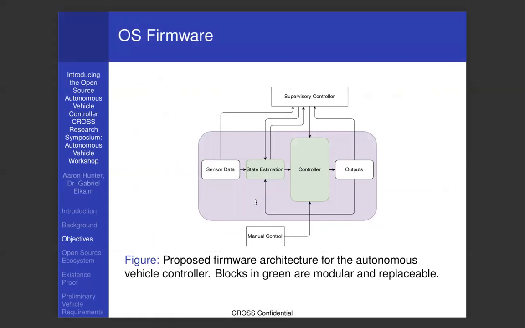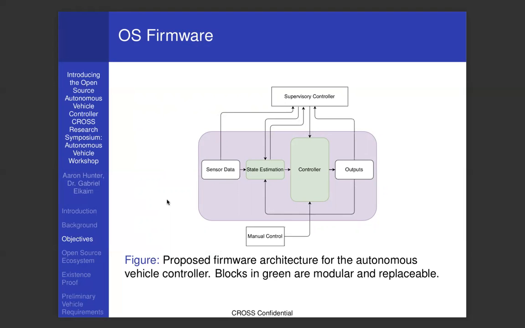I want to give you a quick overview of what the firmware architecture looks like. This is a block diagram demonstrating how we intend the data flow to occur within our controller. Everything within the grayed out box is what we intend to produce. That is the firmware that will allow communication to the supervisory controller or controllers up above, as well as to take input from a manual control down below.